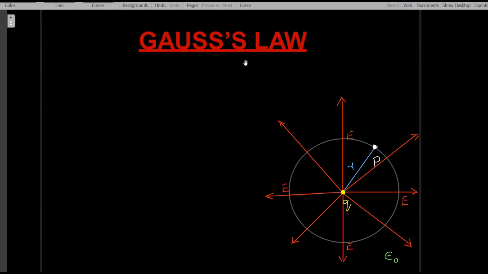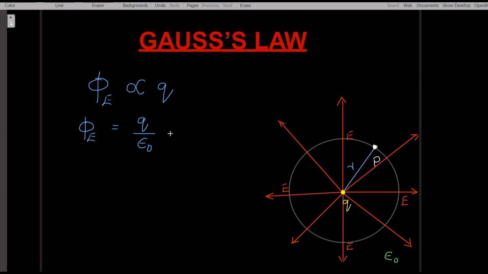Gauss's law states that electric flux over a closed surface is directly proportional to the total charge present in it. If the system is kept in vacuum medium, then phi E is equal to Q by epsilon naught.